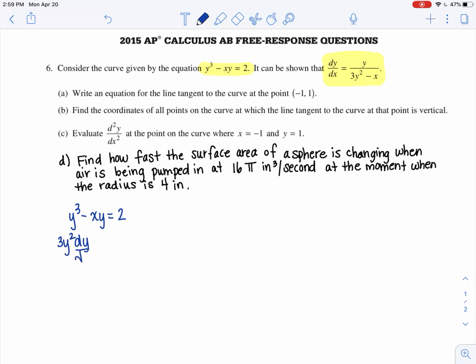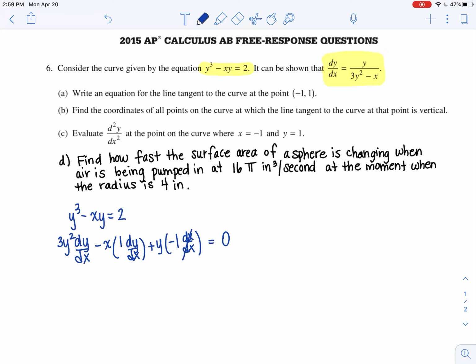So this would be something like 3y squared dy dx, because I just took the derivative of y, I followed up with dy dx. When you do negative xy, you're going to have to do product rule. So I'm going to do first, which is negative x, times the derivative of the second, which is 1 dy dx, because you just took the derivative of y, plus the second, which is y, times the derivative of the first, which is -1, followed by dx dx. And then don't forget on the right-hand side, you're taking the derivative of 2, not just 2 itself, so that comes out to be 0.